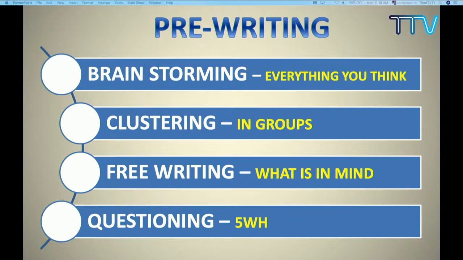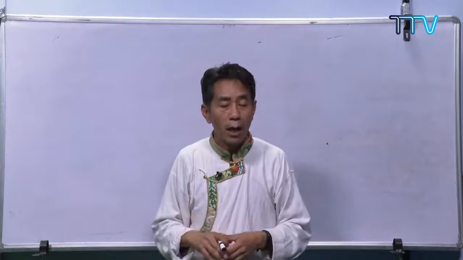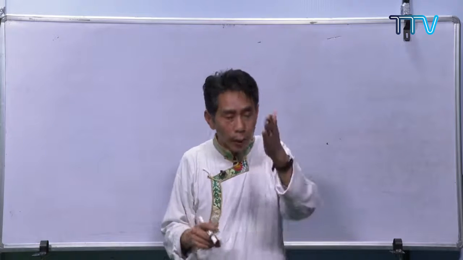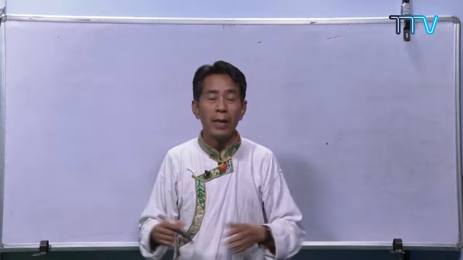And then we have questioning. For example, if you are writing about some incident, reporting, you remember whenever we report, we have the 5 Ws, the questions. Now suppose you are writing about a flood. Where was the flood taking place, when, how is it happening, why is it happening, all these things. This is one of the pre-writing strategies. Now you can choose one of these. This will be very helpful.